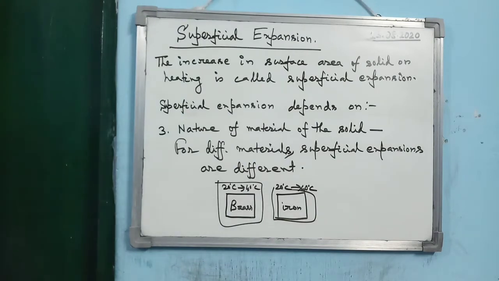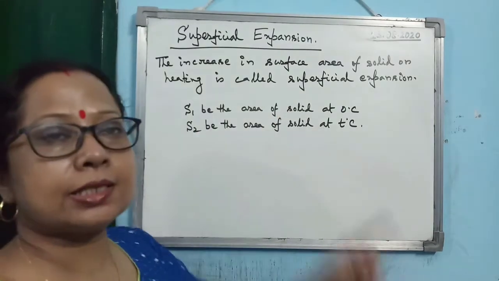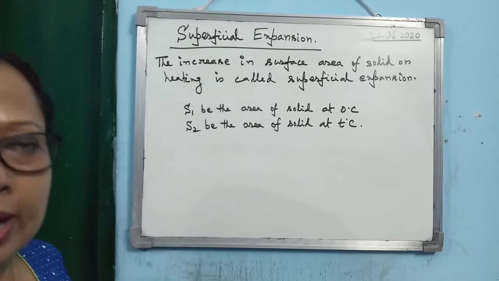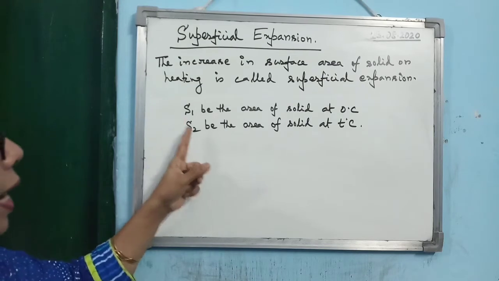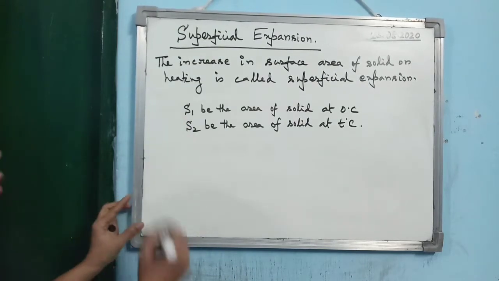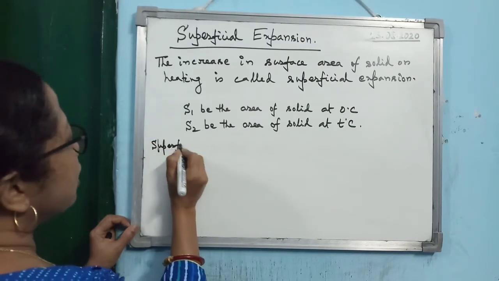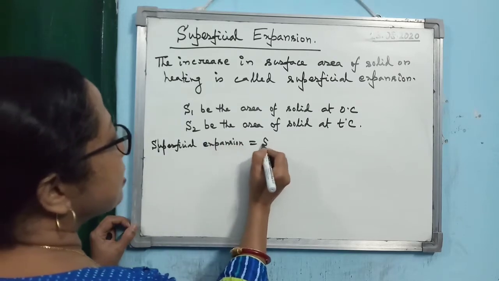Alright. So superficial expansion depends on three factors: initial area of the solid, change in temperature of the solid, and nature of material of the solid. Now let us concentrate on the mathematical formula. So if you consider that at 0 degree Celsius, let the area of the solid be S1, and at T degree Celsius, area of the solid become S2. Means area increases from S1 to S2. So you see what is the amount of superficial expansion.